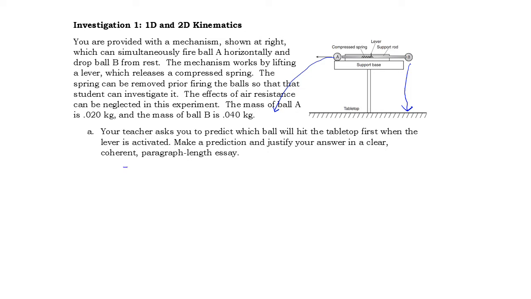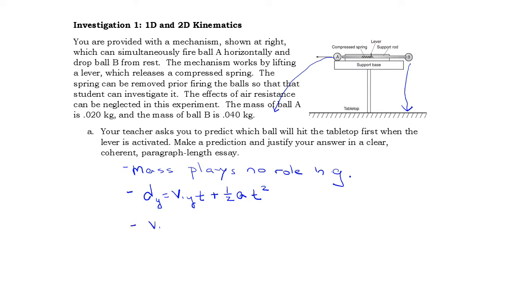What we're looking for in this paragraph is that you understand that while the mass is different, mass plays no role in the acceleration due to gravity. The second thing that we're looking for is that you understand the equation that's going to govern the amount of time it takes to hit the ground is d in the y direction equals v initial in the y direction t plus 1/2 a t squared. So, provided that both balls have no initial velocity in the y direction, and provided that they both have the same acceleration due to gravity, then their times would be the same.